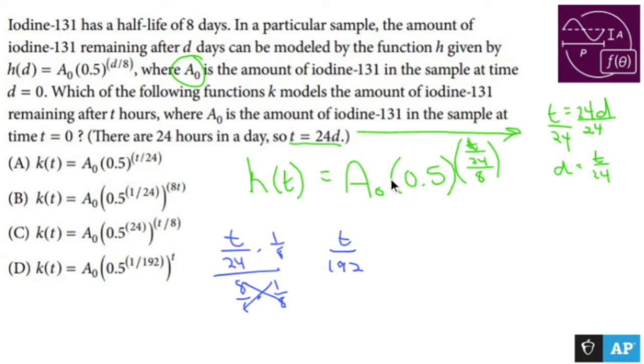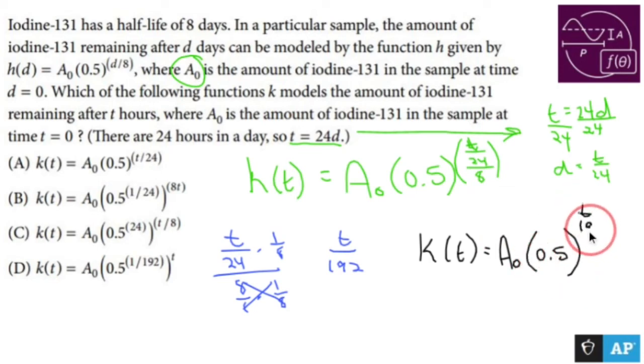So I can write this out. Now I'm going to rewrite that green function, k of t equals a sub 0, the original amount, times 0.5, which stands for a half, to the t over 192. And then I go over to these options and see that I don't have one of those options. They want me to rewrite it out like this for some reason, and who knows why?